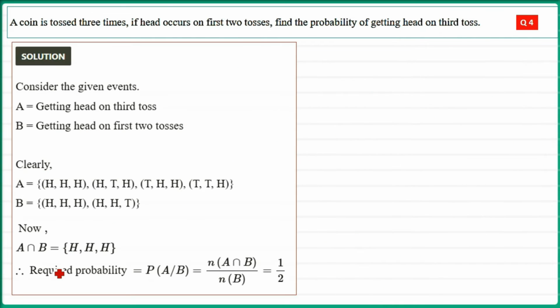Now this is how you are going to write. I have explained in detail, but this is the approach you are going to follow. This is a conditional probability question. You have to be aware of P(A by B) or P(B by A). Whichever you choose as A and B, it depends on you.